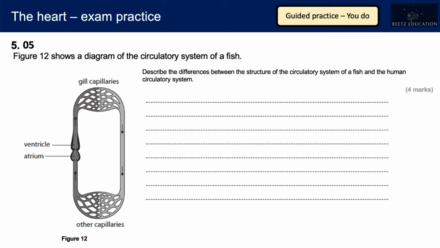Right then, one question for you to have a go at. This is a lovely question here where you've got to apply your knowledge of the structure of a human heart to that of a fish, which is shown in the image here. Okay, we've got the heart and the full circulatory system of the fish shown here. It's a 4-mark question. Pause the video and have a go at describing the differences between the circulatory system of a fish and that of the human circulatory system.